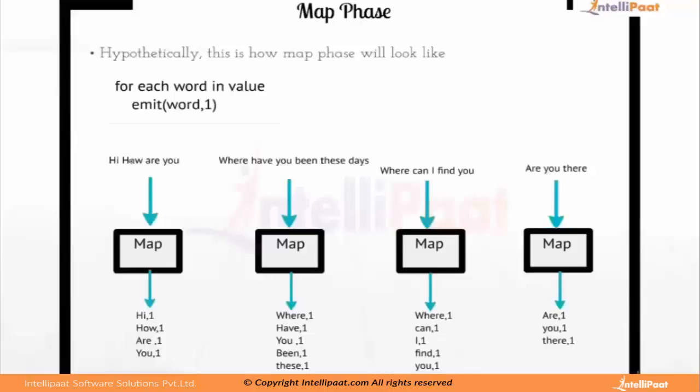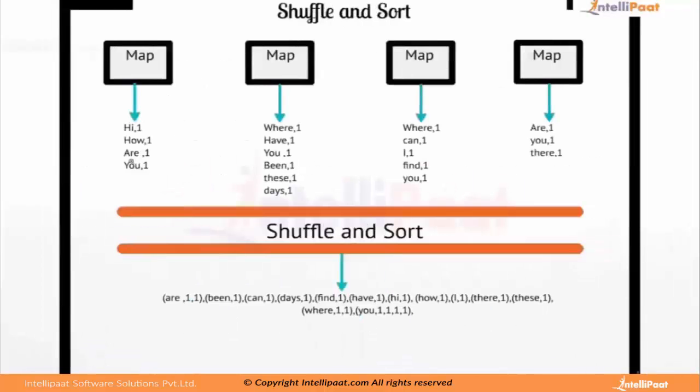So map 1 will give you hi, comma 1, how, comma 1, are, comma 1, you, comma 1. Map 2 will give you where, comma 1, have, comma 1, you, comma 1, been, comma 1, these, comma 1, days, comma 1. Map 3 would give you where, comma 1, can, comma 1, I, comma 1, find, comma 1, you, comma 1. And map 4 would give you are, comma 1, you, comma 1, there, comma 1. So individually, every guy has done his job. Now it's time to integrate all of this.